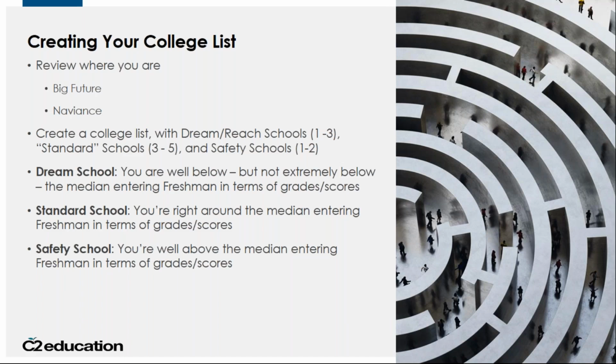Now, your standard schools, your target schools, are going to be the bulk of it. You want about 50% of your college list to be your standard target schools. A good standard school is one that you want to go to. It's not one that you're settling for. It's one that you want to go to, that you're happy to get into, and that you would be happy going all 4 years to.